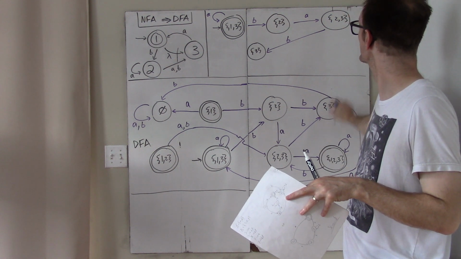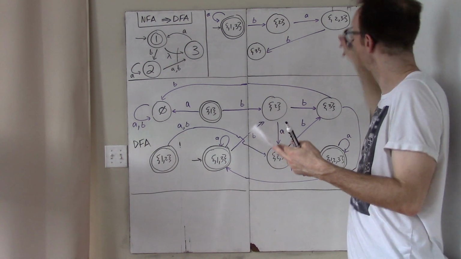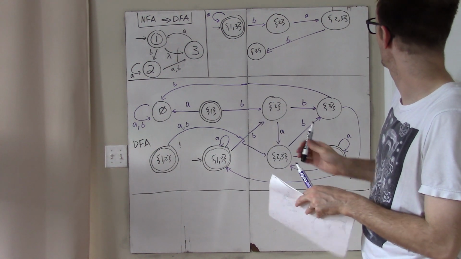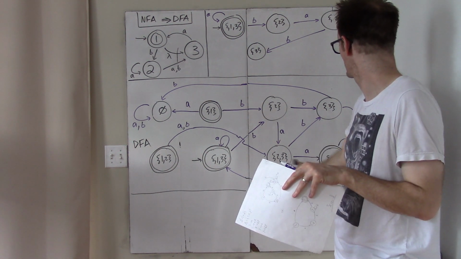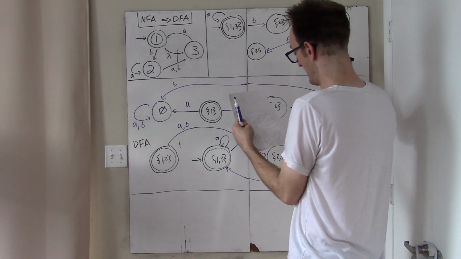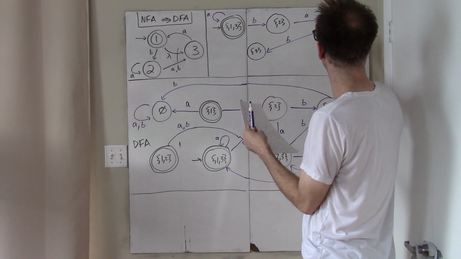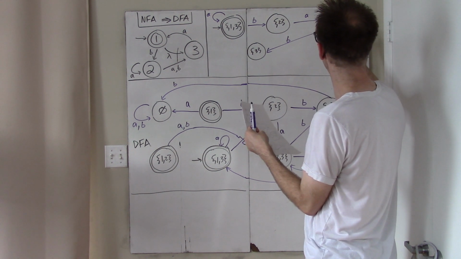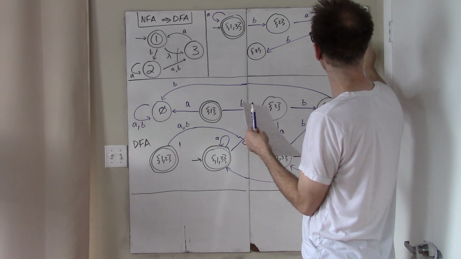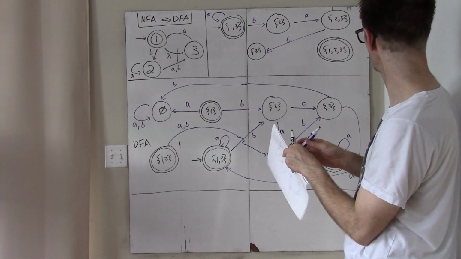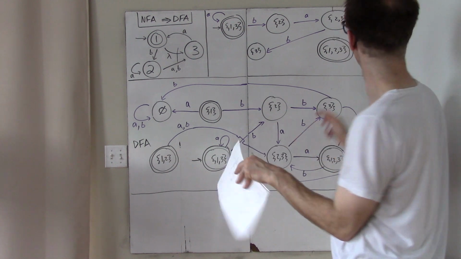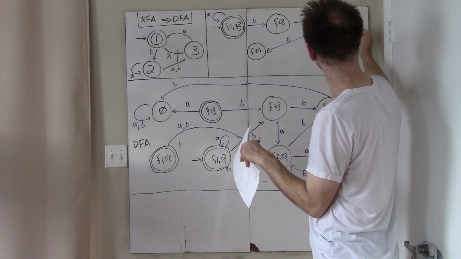And, okay, what else? Oh, what if I read an A from state 2, 3? What am I supposed to do? I'm supposed to go to state 1, 2, 3. So I'll put that over here. Here is state 1, 2, 3, and that will be an accept state because it has a 1 in it. And that's what I'm supposed to do from state 2, 3, so that's an A.